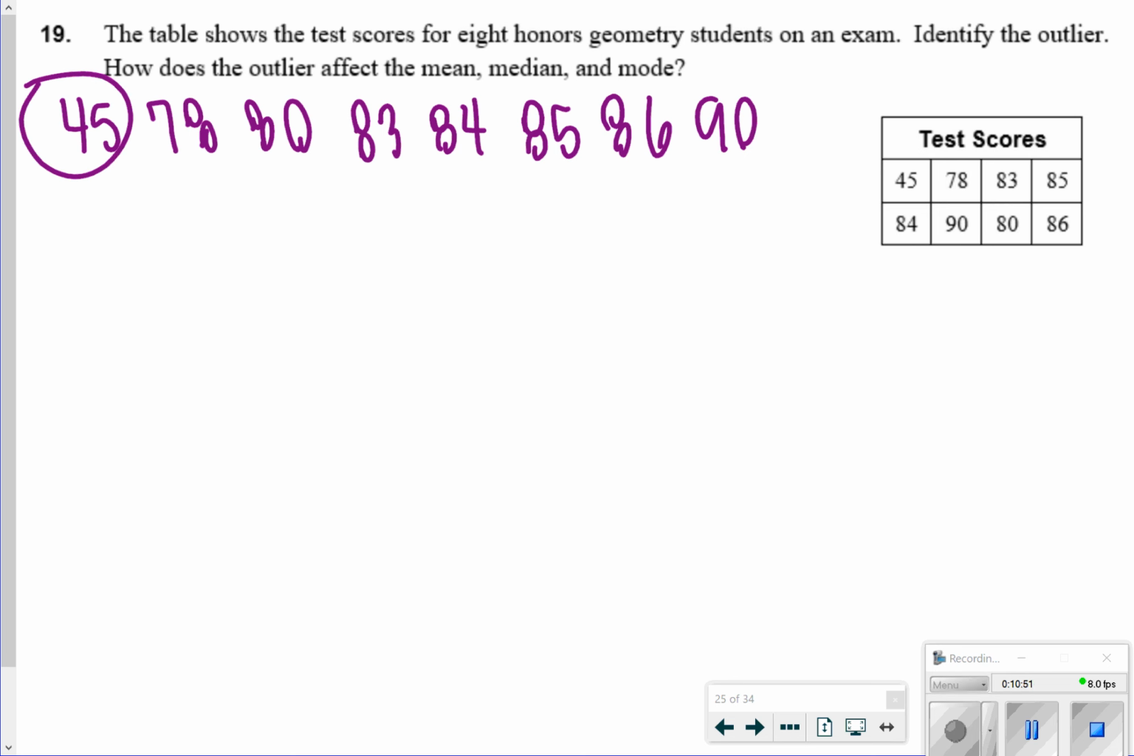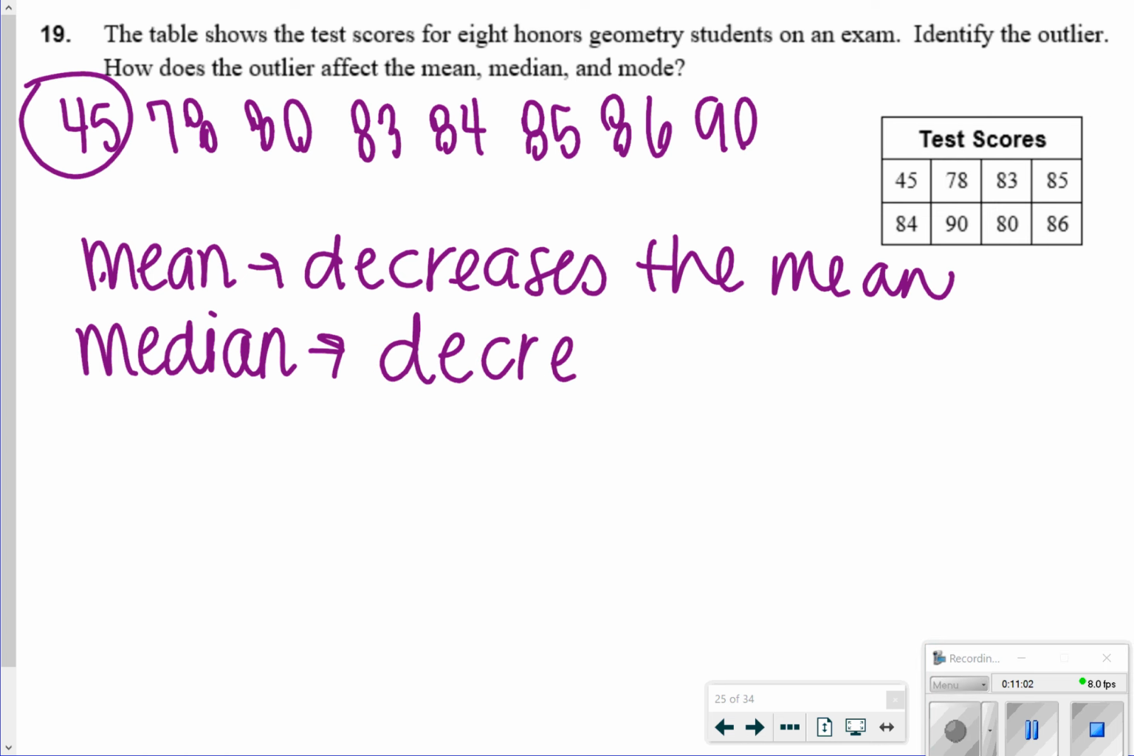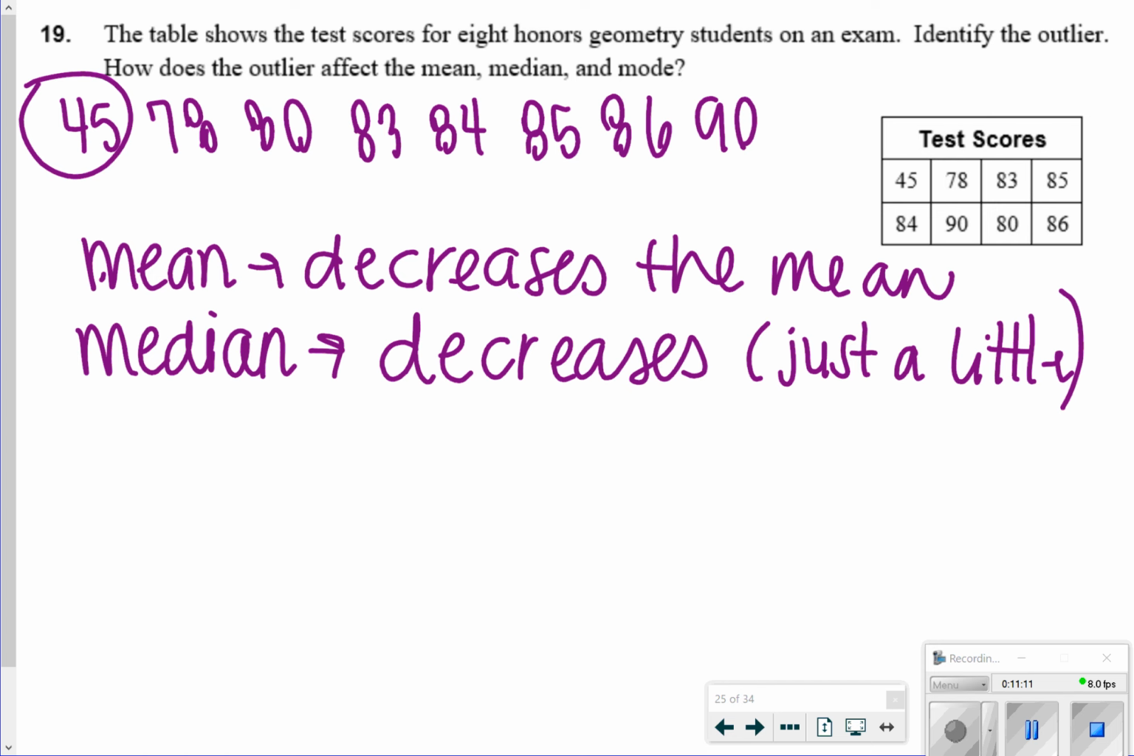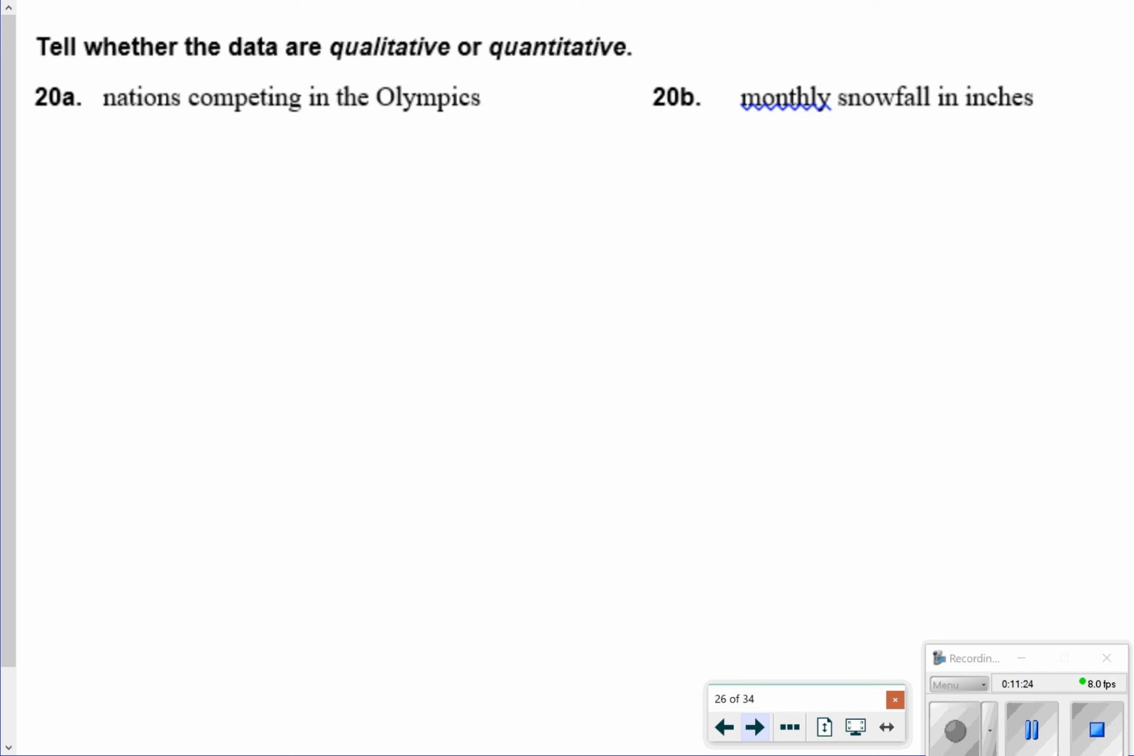So what's going to happen for the mean, it decreases it. For the median, it will also decrease, but maybe just by a little. And for the mode, there was no change. So the outlier only in this case affected the mean and the median.